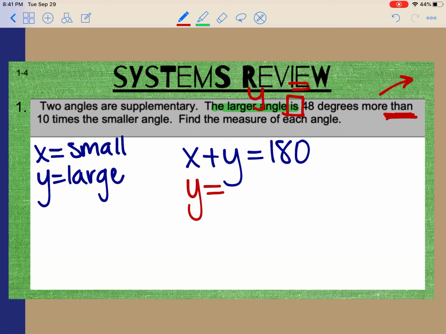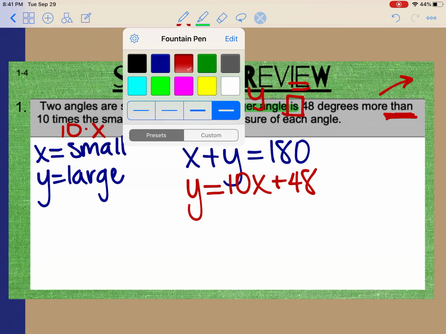10 times the smaller angle. So we're doing 10 times the smaller angle, which we said was x. So we can go ahead and say 10x plus 48. Those are your two equations.